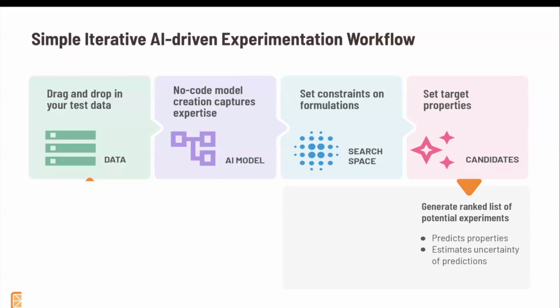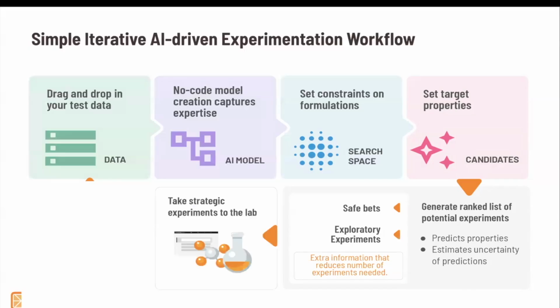Those predictions come along with error bars. So you have an estimate of the uncertainty of the predictions alongside the predictions. And that's crucial because it enables you to figure out which of these options is a safe bet and which is more an exploratory experiment. And you can use your judgment and strategy to decide which experiments to then take to the lab. And it's this extra information that reduces the number of experiments you need to hit targets.